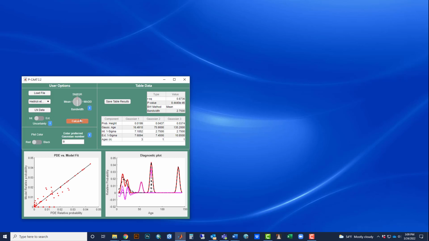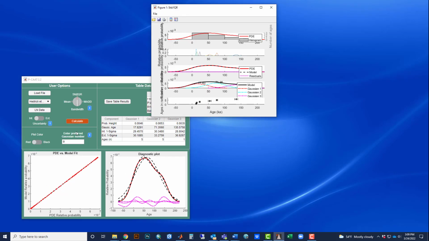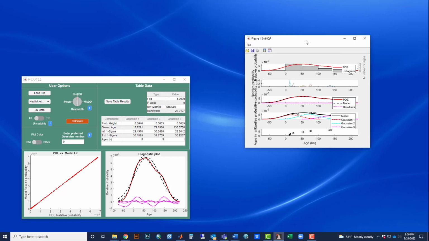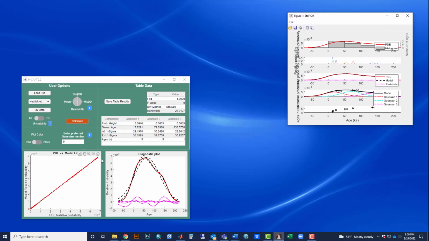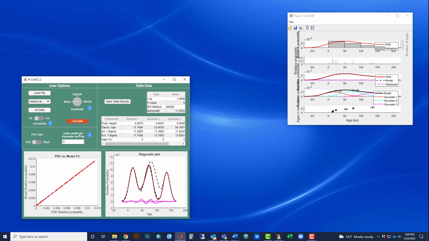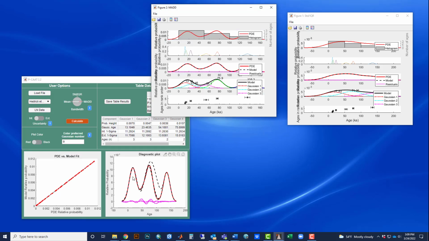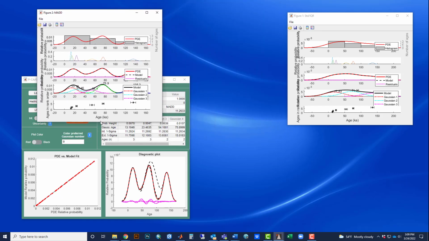So let's move on to standard deviation as a bandwidth. And here we have convergence and a good solution. Nice comparison plot here. And let's try MAD. Again, we have a decent solution. See residuals here, and the pink line is pretty flat, at least in the last run, and good alignment along that 1-to-1 line. So let's look at these two in more detail.